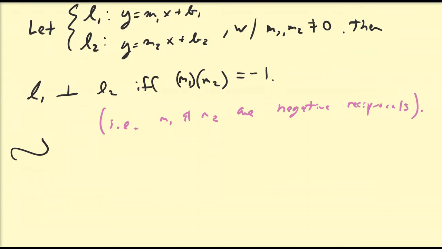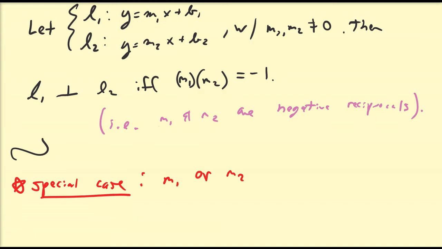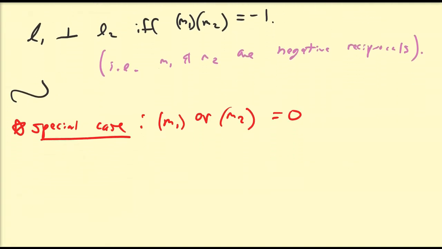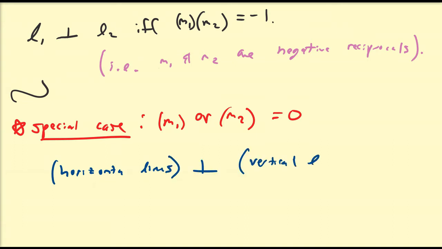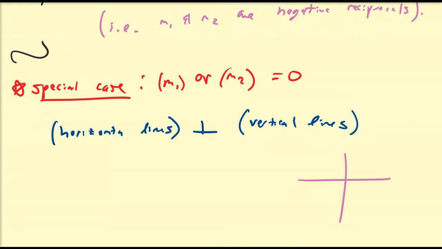Alright, so we're going to begin by considering the special case of this, and that is when m1 or m2 is equal to 0. Not both, just one or the other. So there's a very special case here, namely horizontal lines are perpendicular to vertical lines. This is very easy to see from the picture. So if this is a horizontal line, there's only one line that is going to be perpendicular to it, namely one that meets it at a 90-degree angle.